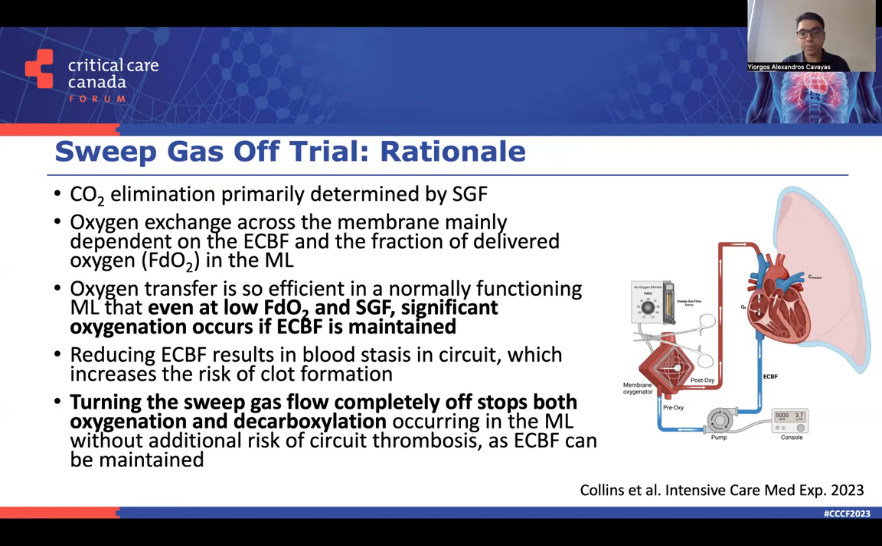Reducing the extracorporeal blood flow below certain thresholds results in blood stasis in the circuit, which increases the risk of clot formation. Turning the sweep gas flow completely off stops both oxygenation and decarboxylation occurring in the membrane lung without additional risk of thrombosis, as extracorporeal blood flow can be fully maintained.